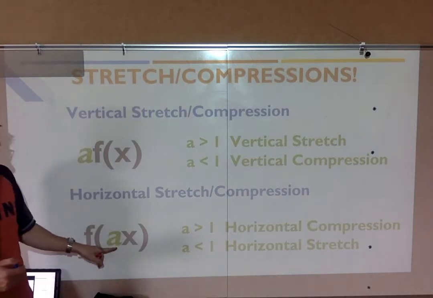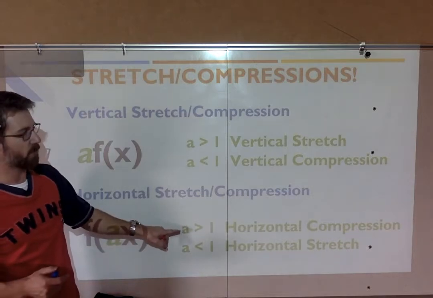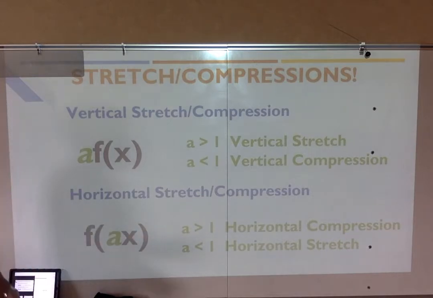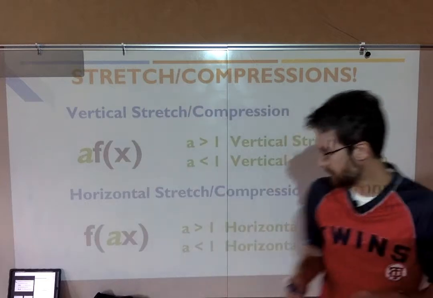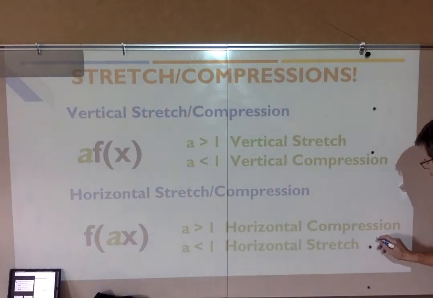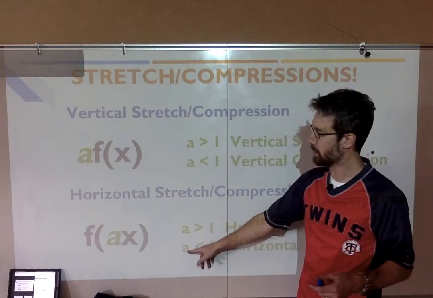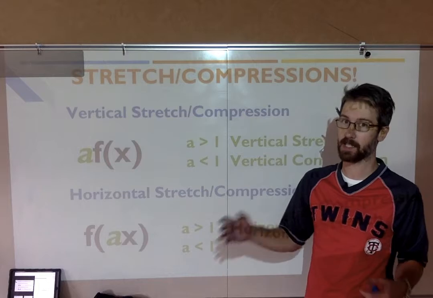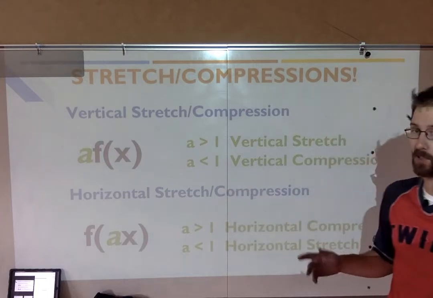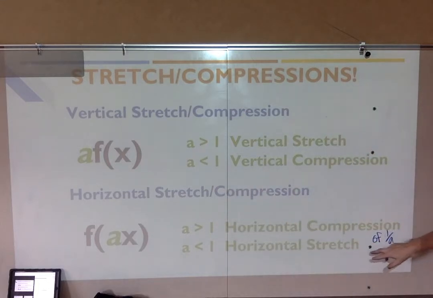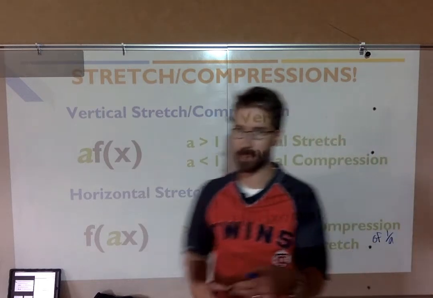If this number you're multiplying by is greater than 1, it is a horizontal compression. And we could say it's a horizontal compression of 1 over a, the reciprocal of it. Same thing with the horizontal stretch. If this is a number that's less than 1, so like 1/2 or something like that, that's actually going to stretch it by a factor of 2. So same thing, it's a horizontal compression or a stretch, and we take the reciprocal as the verbal description of it.